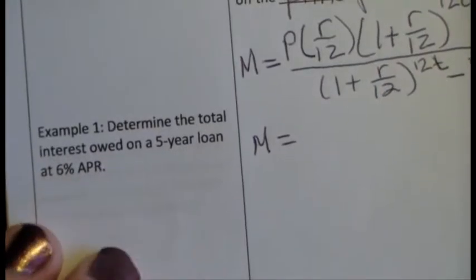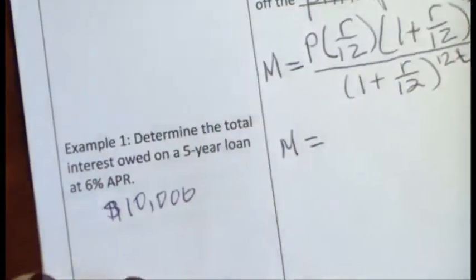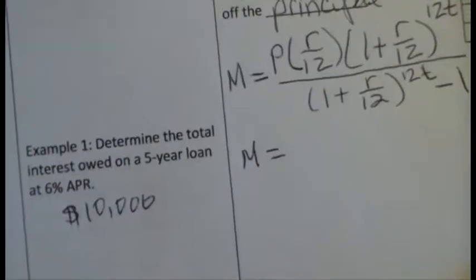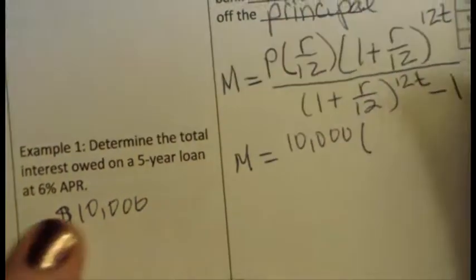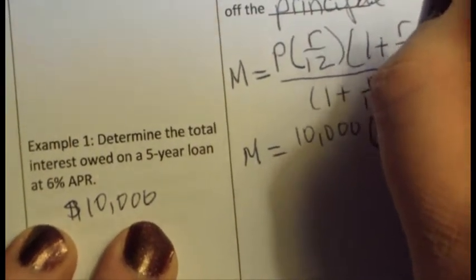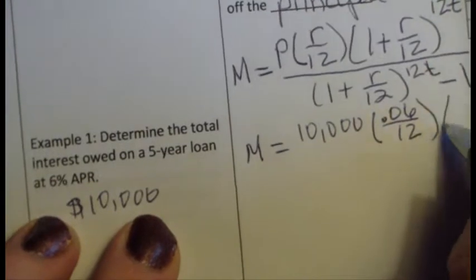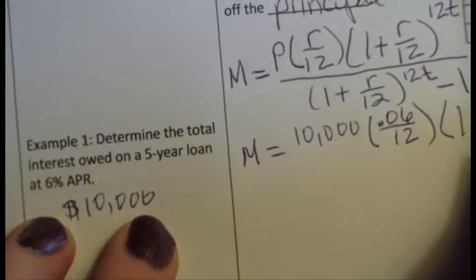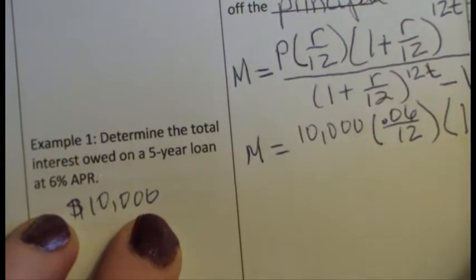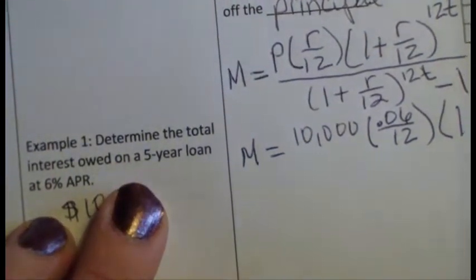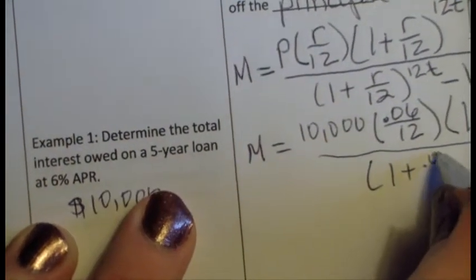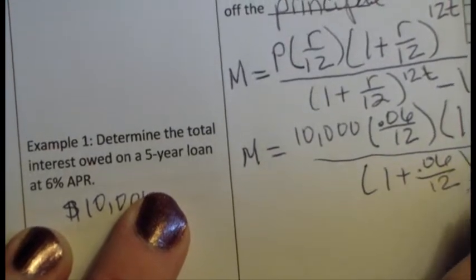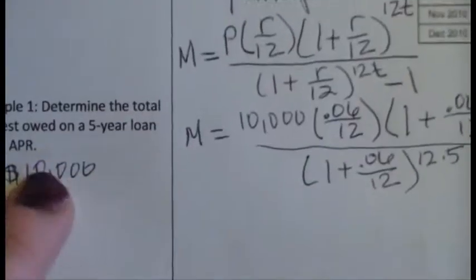I left out the principal, there's a typo here. Our principal is $10,000. It was a $10,000 loan, 5 years at 6% APR. Our interest rate is 6%, so as a decimal, that's 0.06 over 12. 1 plus 0.06 over 12 to the 12 times 5, because it's for 5 years, all divided by 1 plus 0.06 over 12, 12 times 5 power, minus 1.